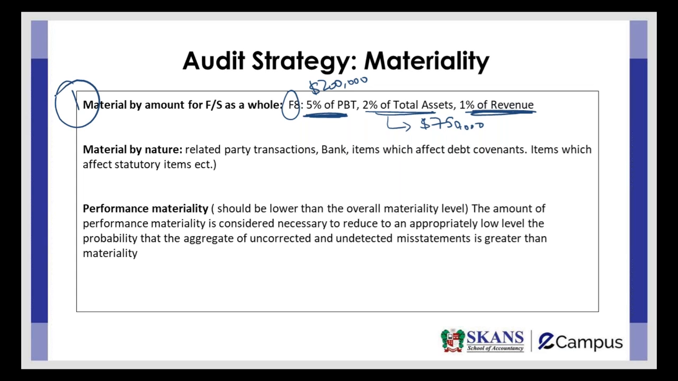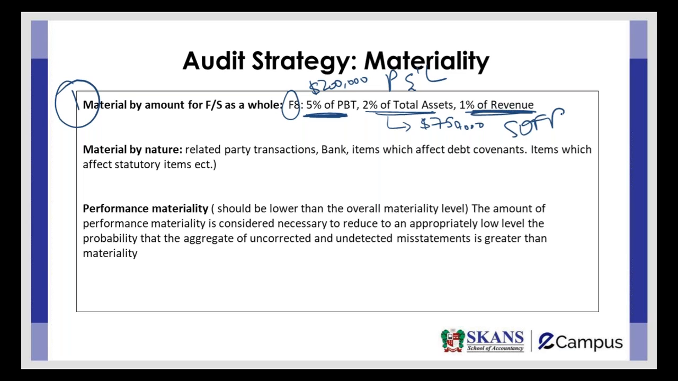So the first thing I have to do is set a materiality amount for financial statements as a whole, one amount for the P&L and one amount for the SOFP. The guidelines that we use in practical life are according to your own judgment. For F8, we will use these guidelines.